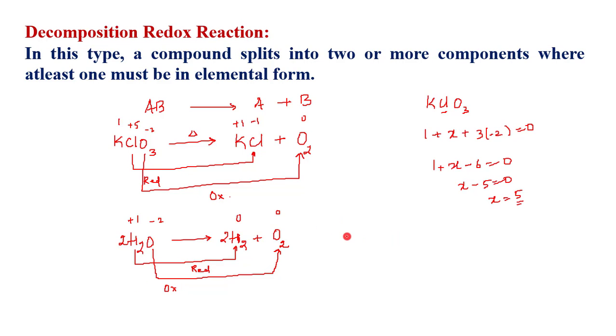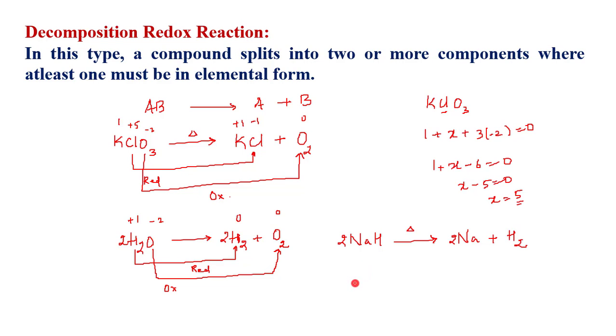One more example, you try this one. Sodium hydride upon heating produces sodium and gives out hydrogen gas. So this is also a decomposition redox reaction where a compound is splitting into two or more components and at least one will be in elemental form, hydrogen elemental form. Now you find out by yourself which species is undergoing oxidation and which species is undergoing reduction.